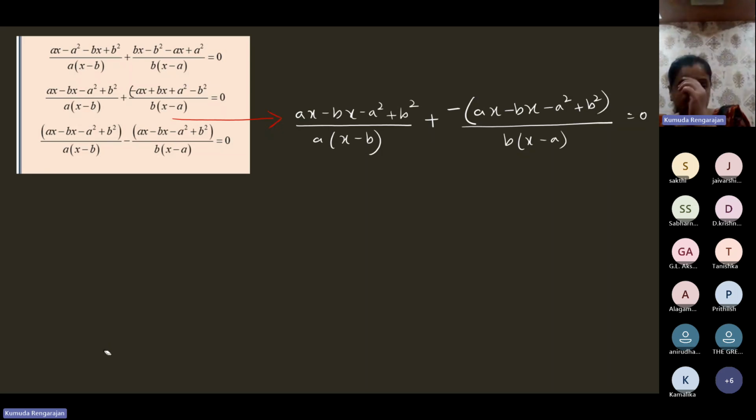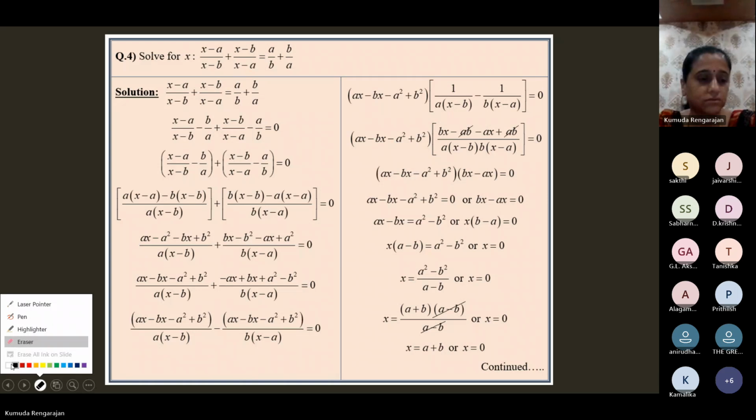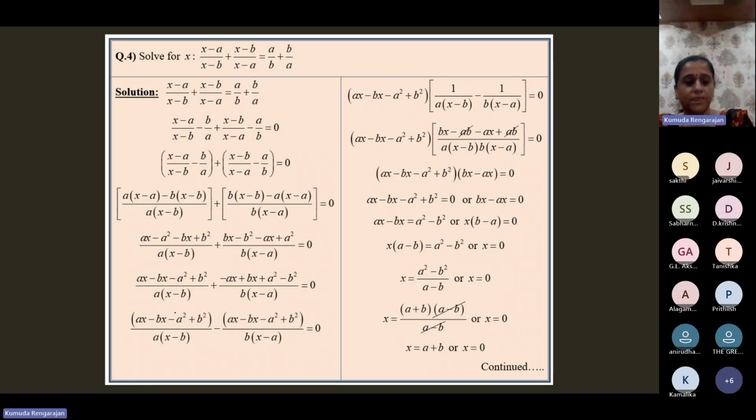Okay, so you can just insert that step to make things clear. So now what happens? These two expressions, oh, sorry, you can't cancel them, sorry. So now these two expressions are the same. These two expressions are the same. This one and this one.